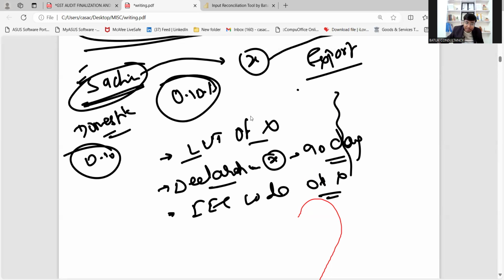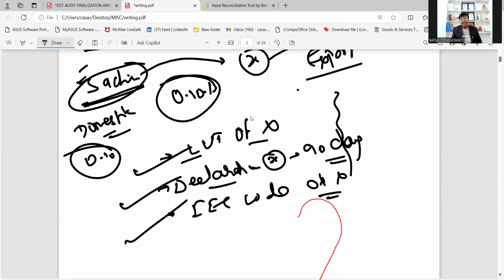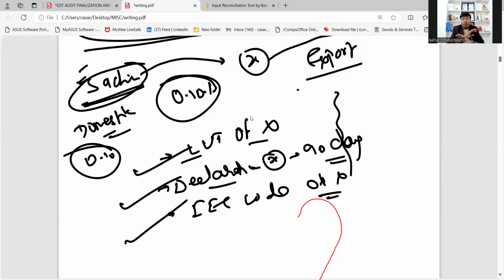अब होता क्या है, we have taken that LUT, taken that declaration and taken that IEC code वाला registration, but उससे आगे हमने कोई कार्यवाही नहीं की. We have not started any other proceedings after that. आपको करना क्या है, you just need to verify through the IEC Gate portal, through the IEC code number, whether that particular Mr. X has made the export or not.